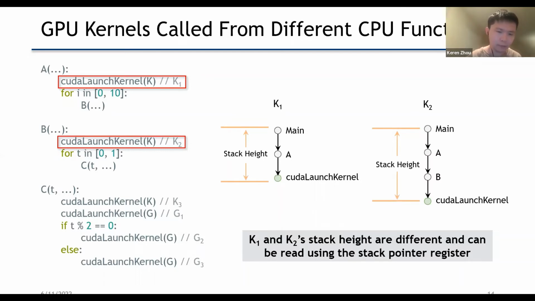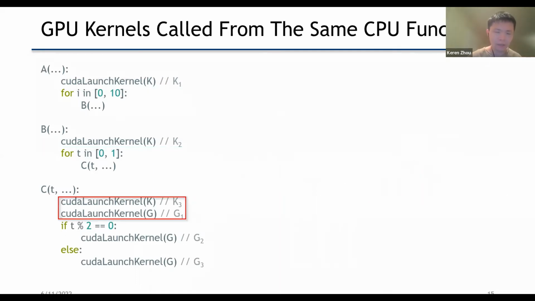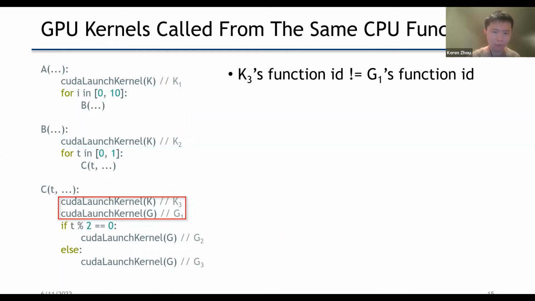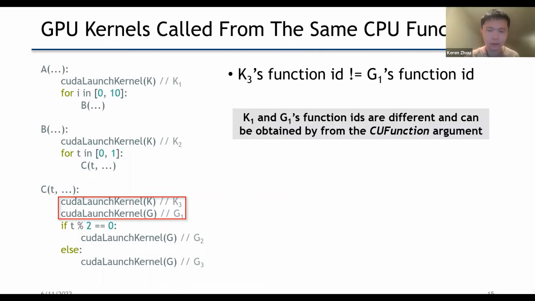However, this simple mechanism doesn't handle other cases such as K3 and G1 because these two functions have the same stack head. They are invoked in function C, which is called through function A and function B. To handle this, we can simply grab the function ID for the kernels by reading the CU function argument passed through the CUDA launch kernel function. Therefore, currently we are going to use the stack head and the function ID as the identifier.